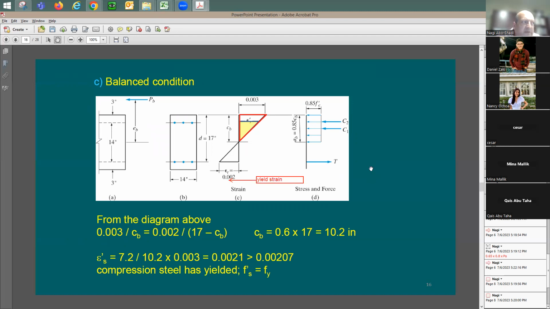Just happen here to be 0.002. For that, I should be able to figure out C sub B. It turned out to be 10.2 inches. Just one equation, one unknown. So this is going to be a simple analysis.